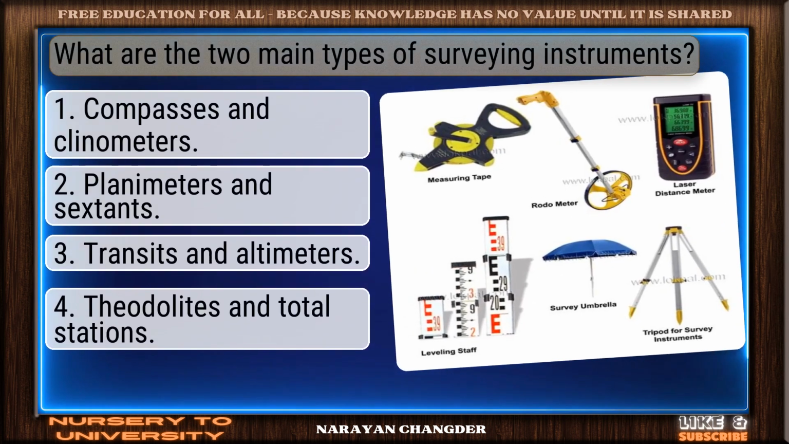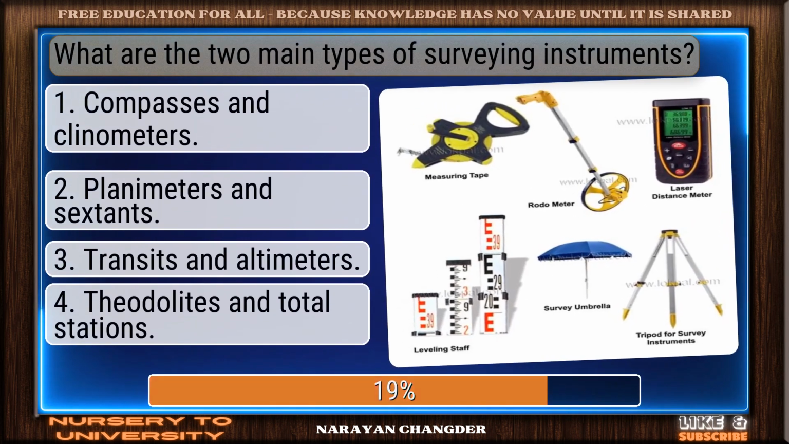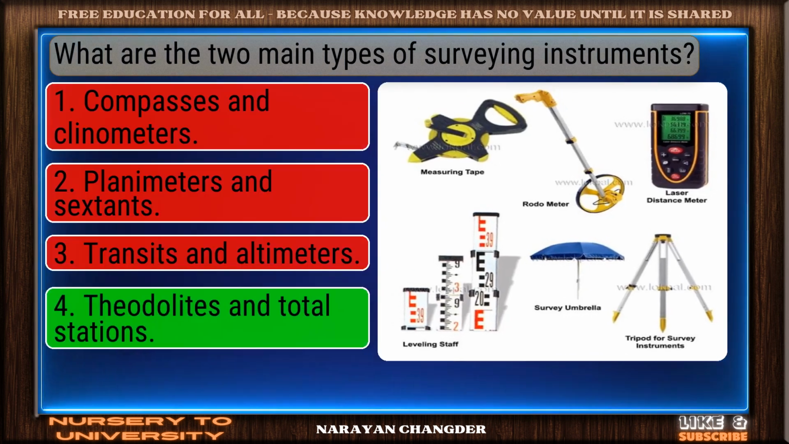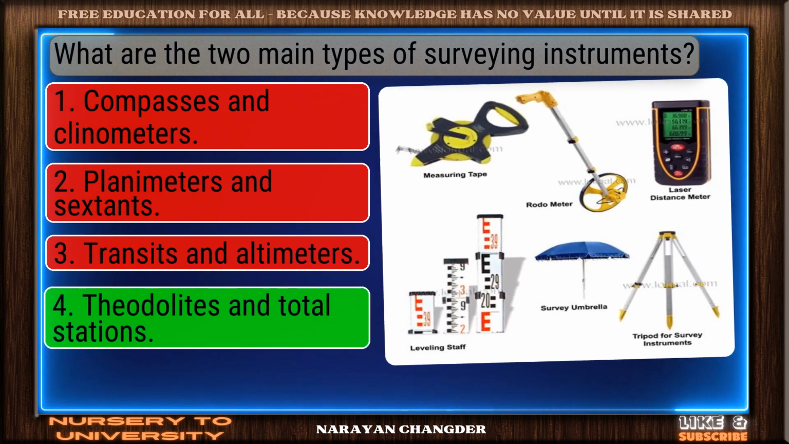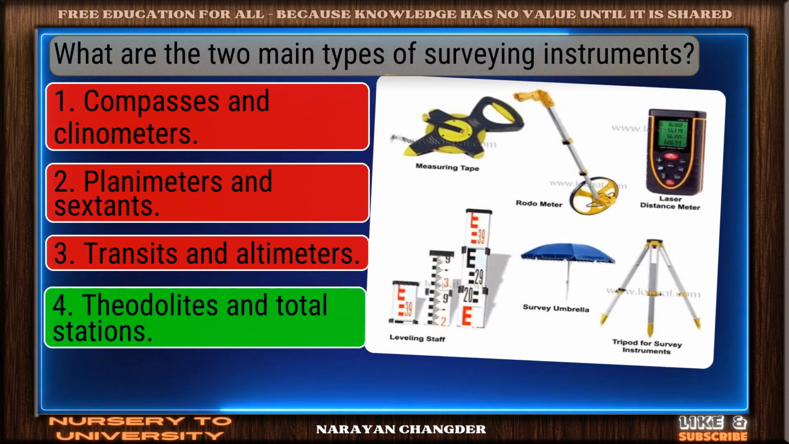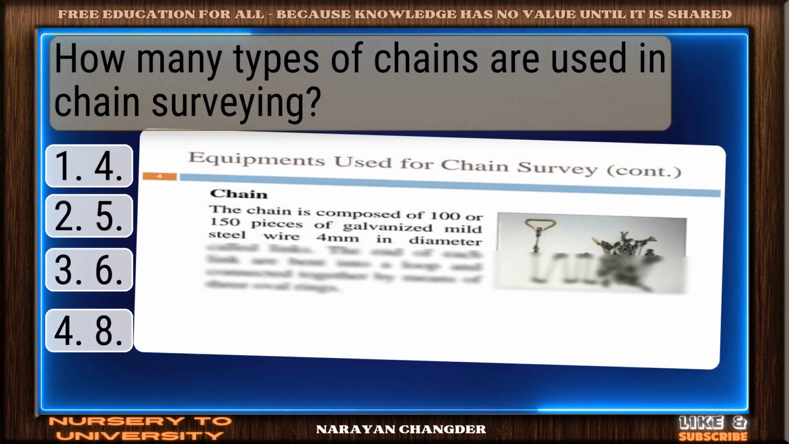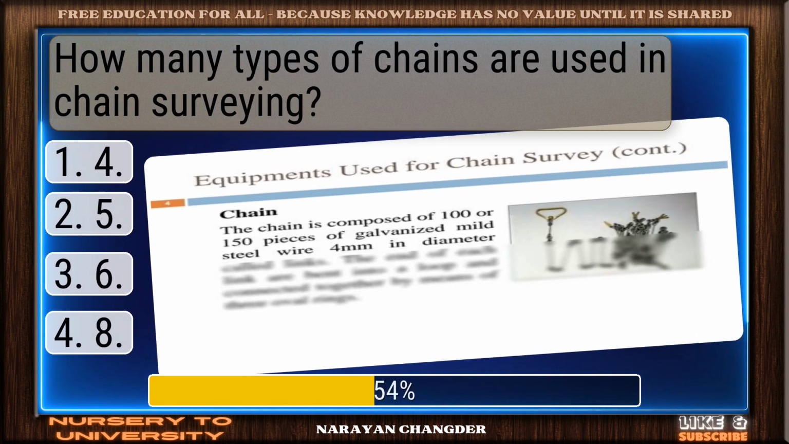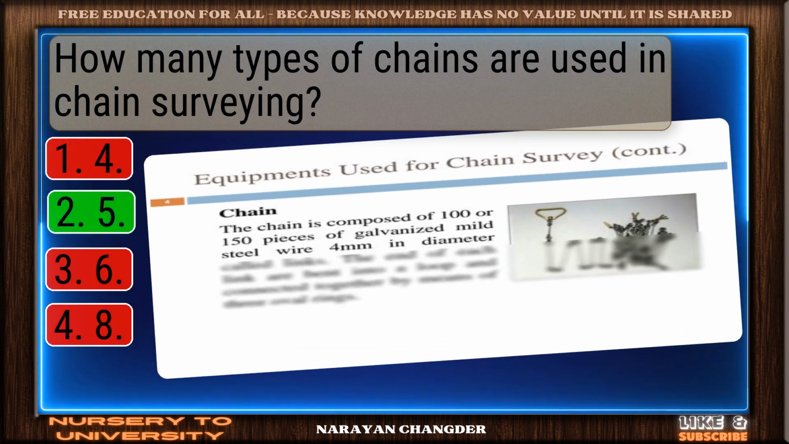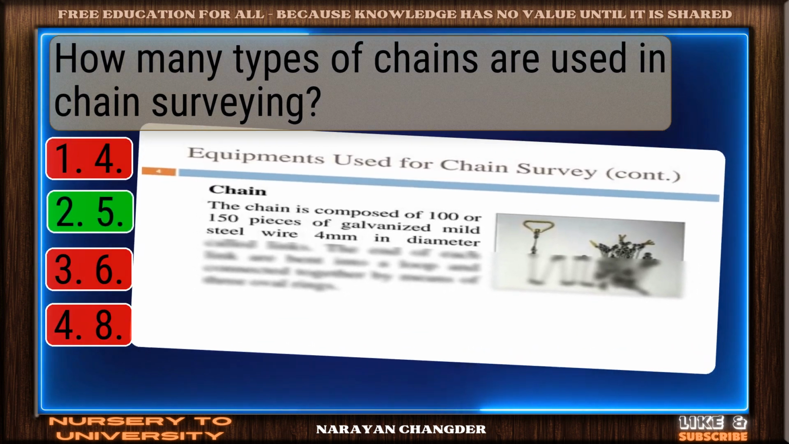What are the two main types of surveying instruments? Solid response. Theodolites and total stations is a valid choice. How many types of chains are used in chain surveying? Sharp thinking. 5 is the right choice.